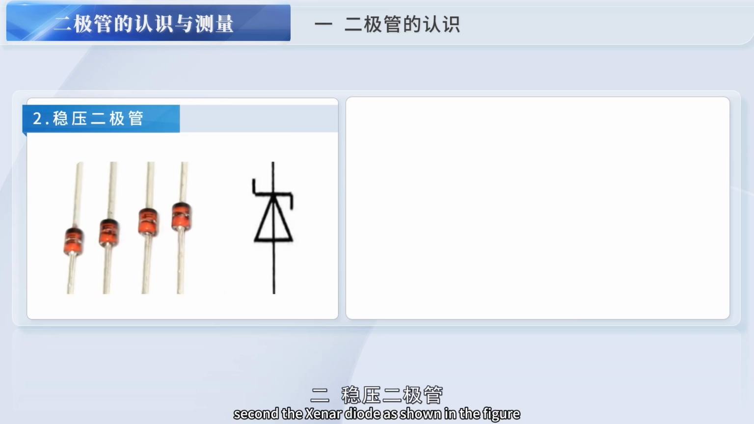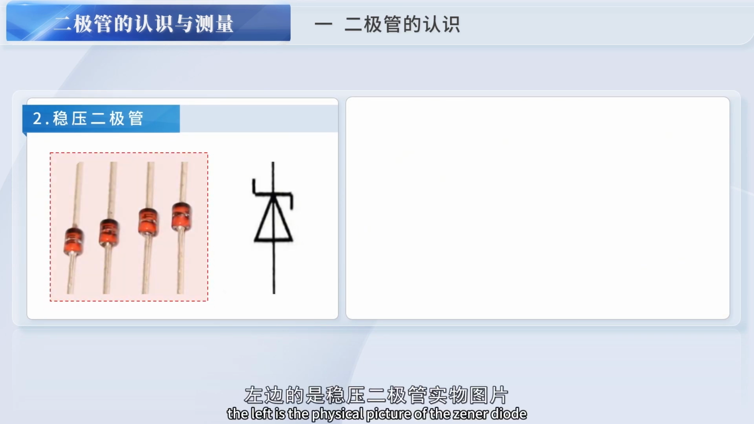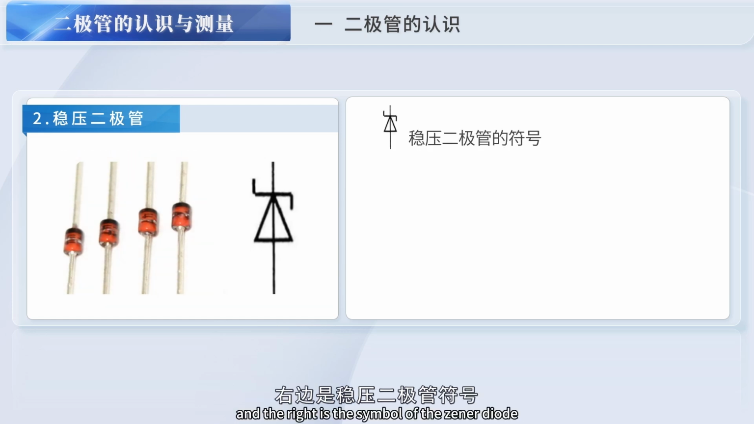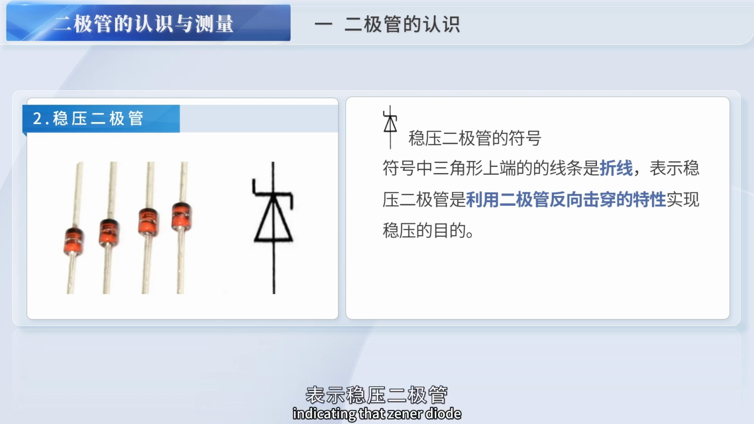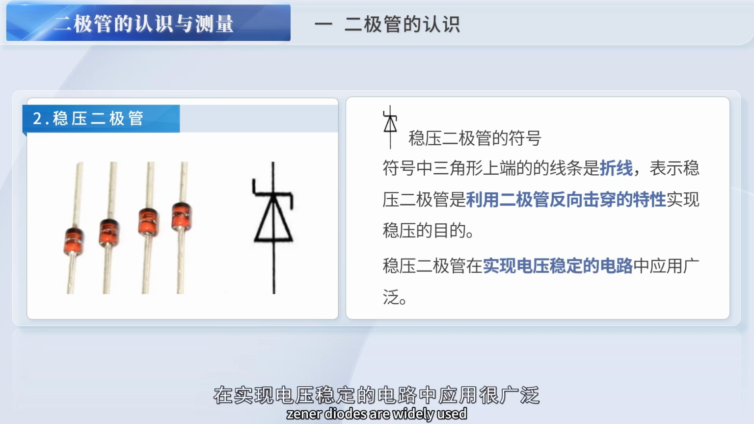Second, the Zener diode, as shown in the figure. The left is the physical picture of the Zener diode, and the right is the symbol of the Zener diode. The line at the top of the triangle in the symbol is a broken line, indicating that the Zener diode uses the reverse breakdown characteristic of the diode to achieve the purpose of voltage stabilization. Zener diodes are widely used in circuits that achieve voltage stability.